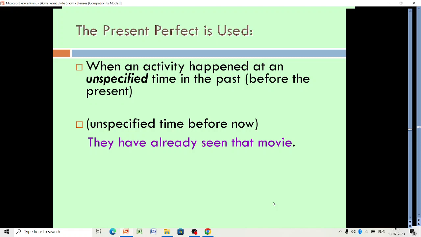They have already seen that movie. The time is not mentioned. They have already seen that movie. Present perfect. I have been to London. Unspecified.